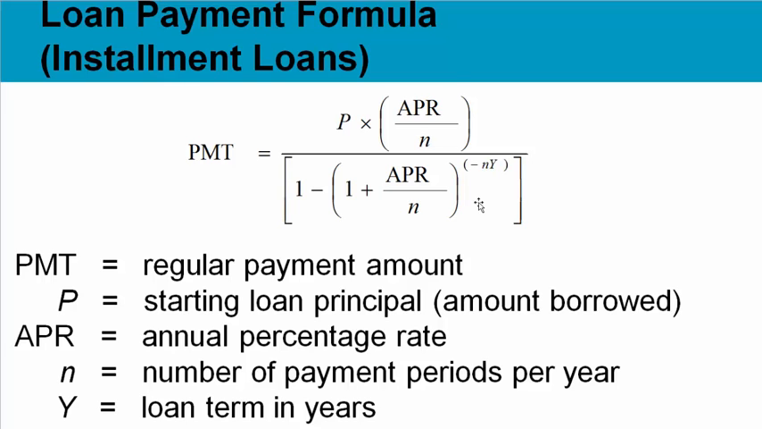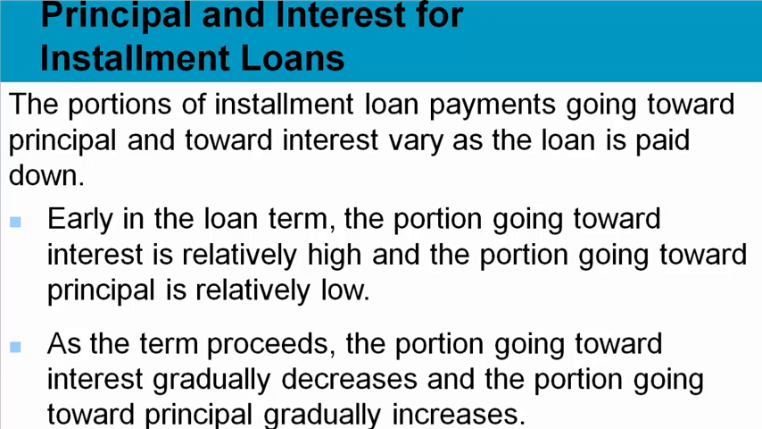And then, of course, all the letters mean the same thing they always do. The payment is your regular payment, usually monthly. P is your starting principal, APR is your percentage rate, N is the number of payments you're making per year, and Y is the overall term of the loan, again, in years.